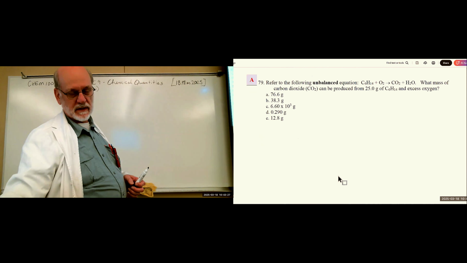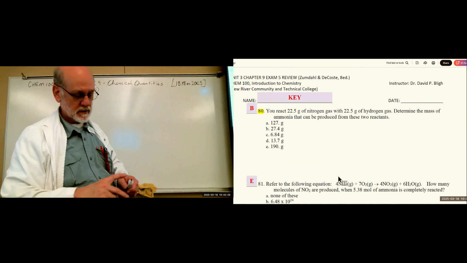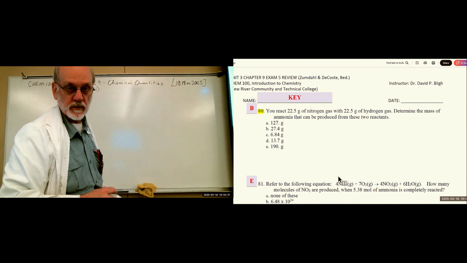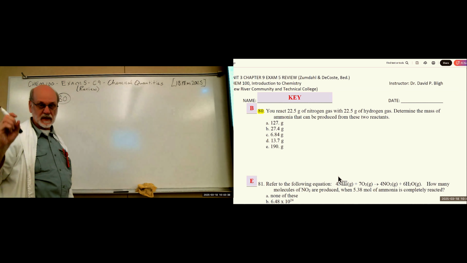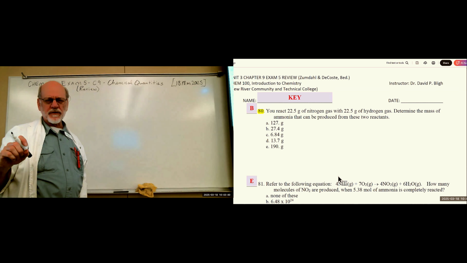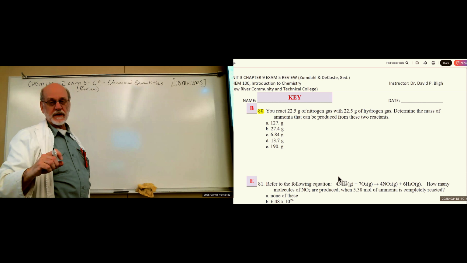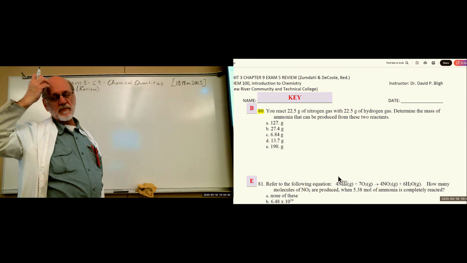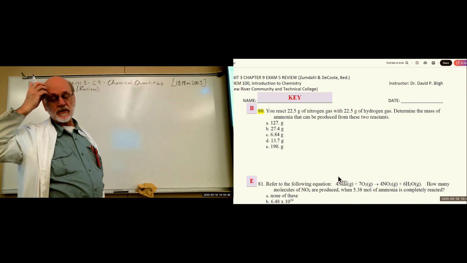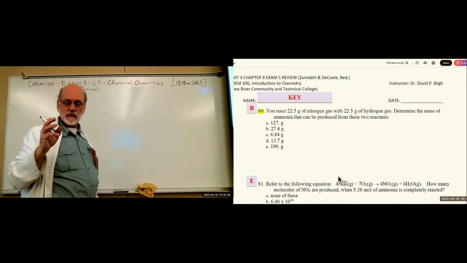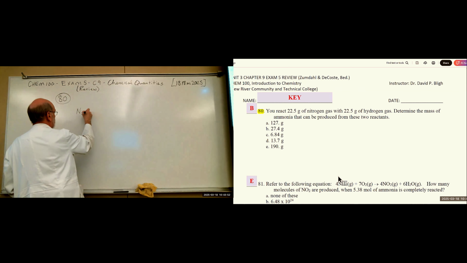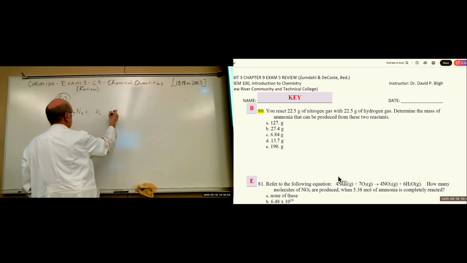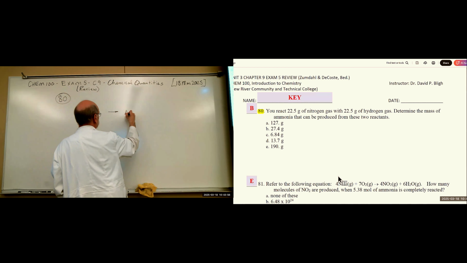All right. Skip a few. Time for this one, number 80. 22.5 grams of nitrogen and 22.5 grams of hydrogen. Determine the mass of ammonia that can be produced from these 2 reactants. For this one, you have to know that nitrogen reacts with hydrogen to produce ammonia.